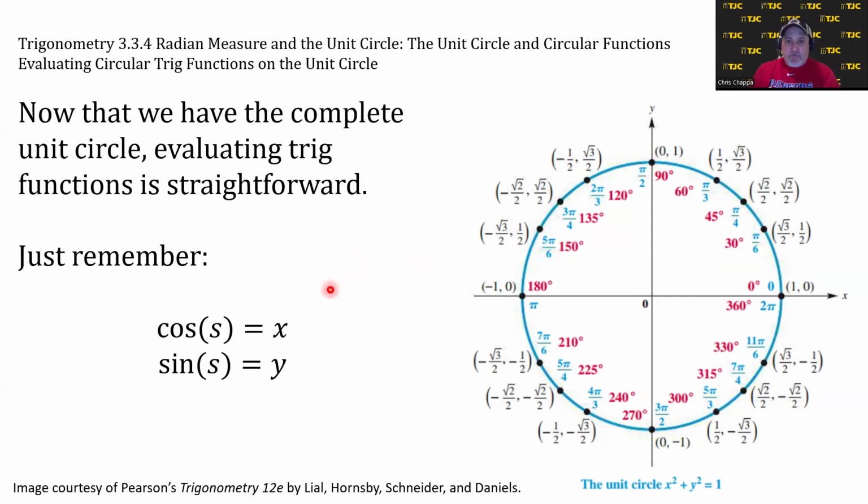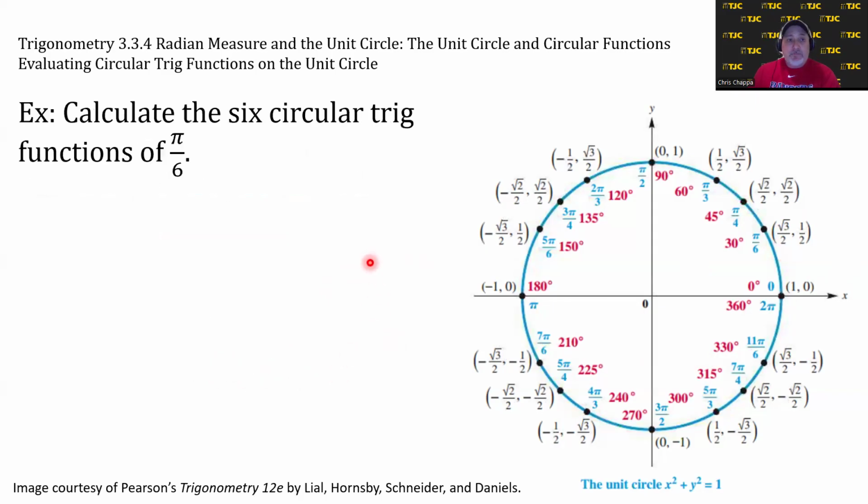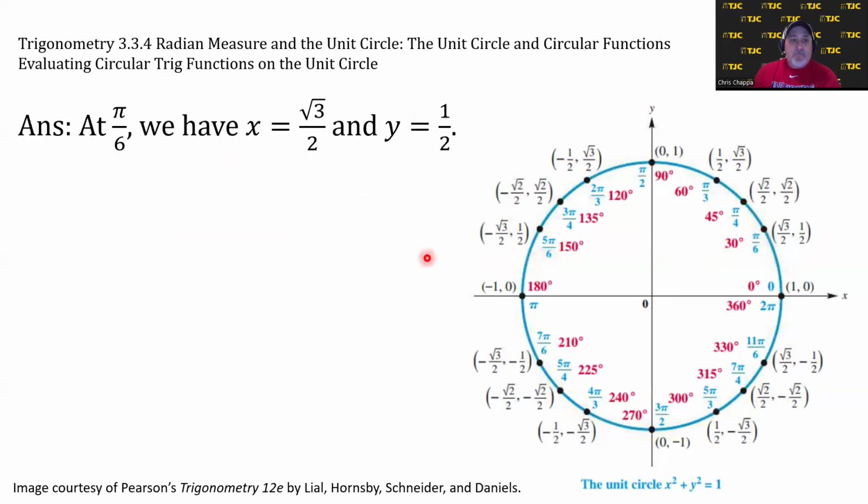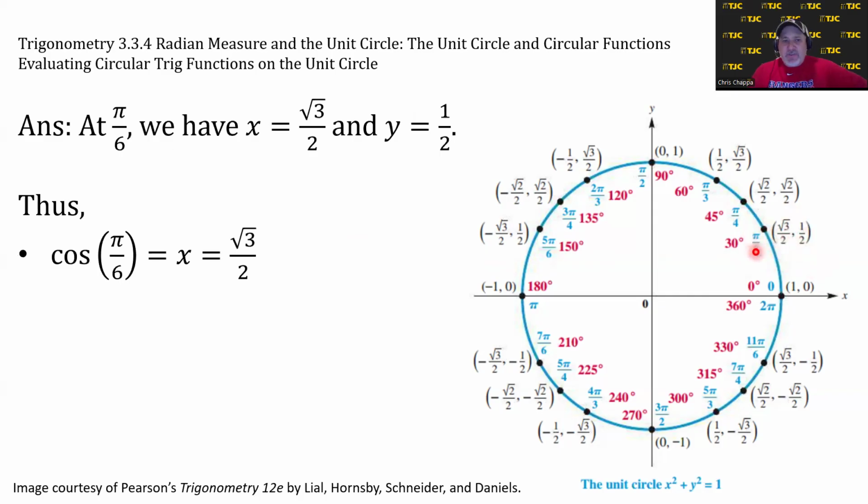Just remember, for any arc s on the unit circle, cosine of s is equal to x, sine of s is equal to y. For example, calculate the 6 circular trig functions of pi over 6. Well, at pi over 6, we have x equals the square root of 3 over 2 and y equals 1/2. Thus, cosine of pi over 6 is equal to the x-coordinate, which is square root of 3 over 2. Sine of pi over 6 equals the y-coordinate, which is 1/2.